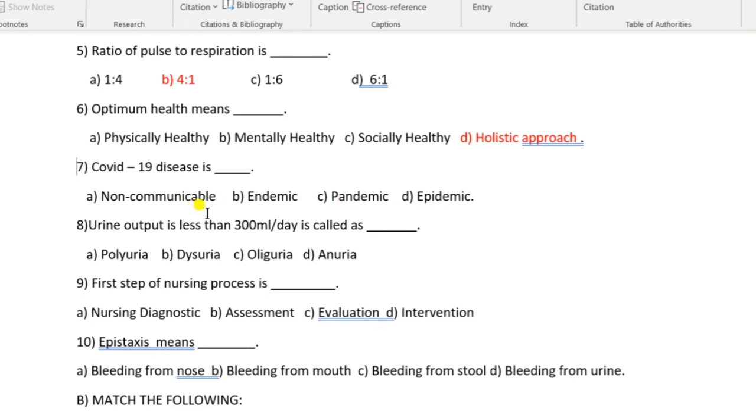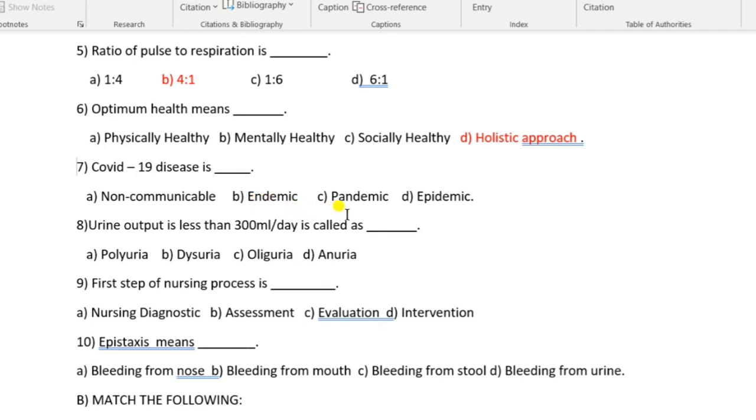Non-communicable disease means the disease is not spread from one person to another person. Non-communicable examples are the asthma patient, hypertensive patients, diabetic patient, cancer patient. And endemic means what? Endemic is something that belongs to a particular people or country. For example, malaria. It is an endemic disease.